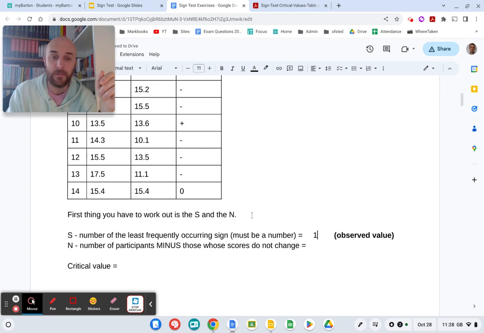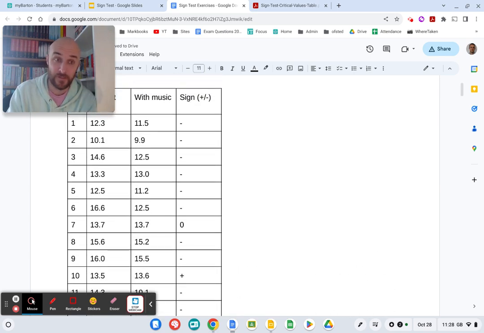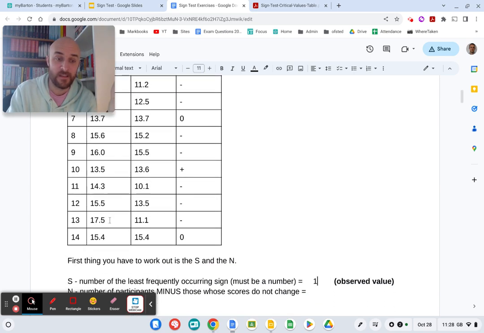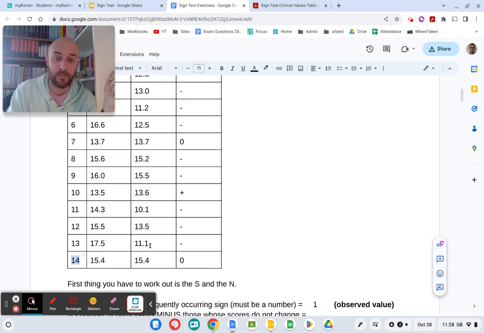Right. How many people are in the condition after you take out the scores? Well, initially there are 14 people in the condition, but there are 2, as you can see, 2 scores that are the same.